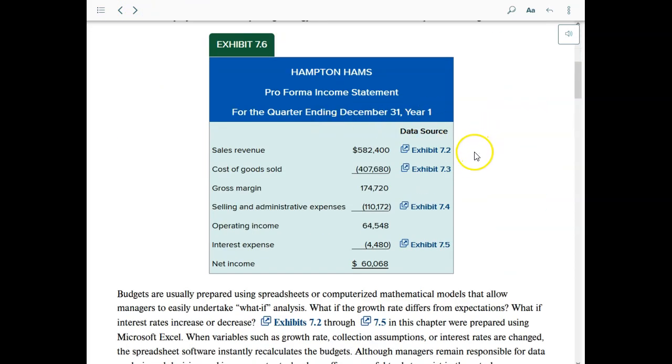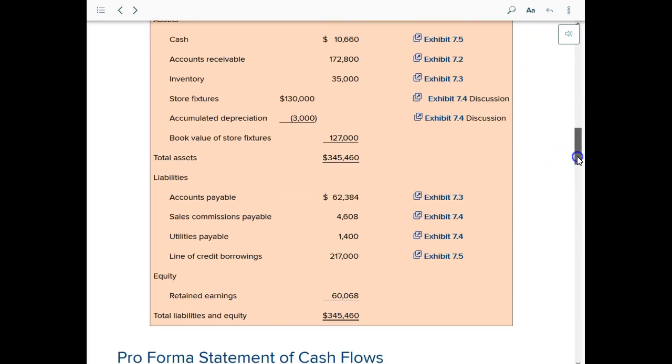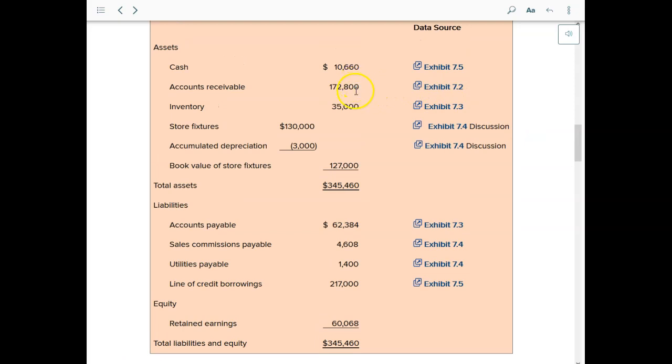There's the income statement. There's the balance sheet. And again, you can go back to each of the previous budgets and they'll show you cash balance end of the year expected to be $10,660. Receivables, we talked about that in Exhibit 7.2. So go back to each of these and they will explain and show you where all these numbers come from. So a pro forma set of financial statements is nothing but a budgeted set of financial statements. Not historical numbers like we're used to preparing, but what we think is going to be the situation, let's say like a year from now.